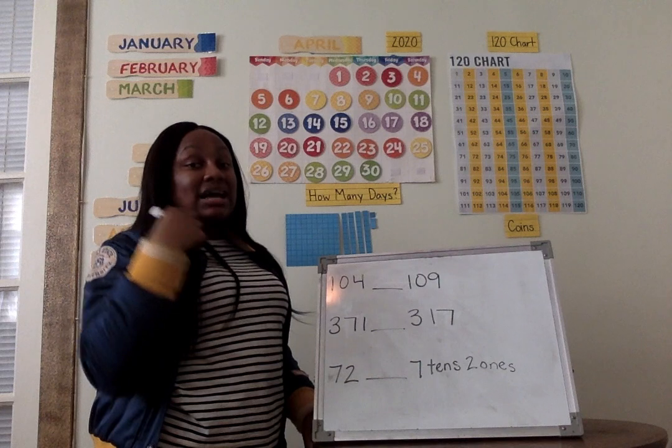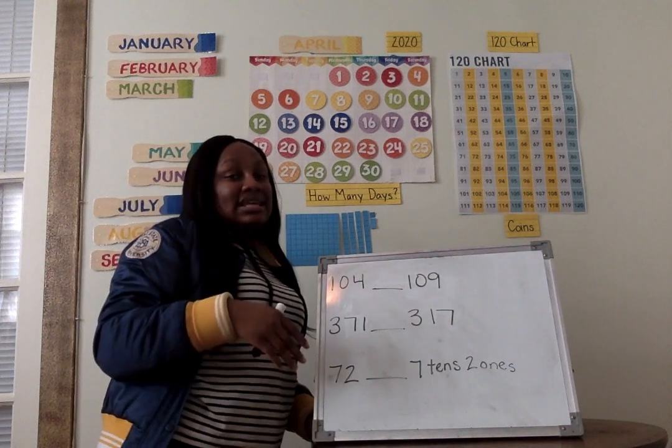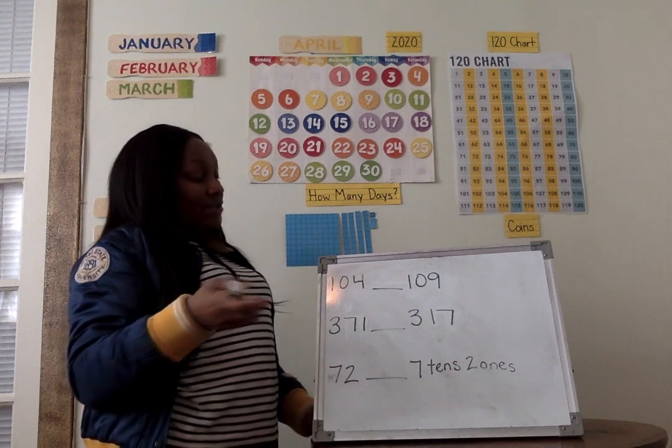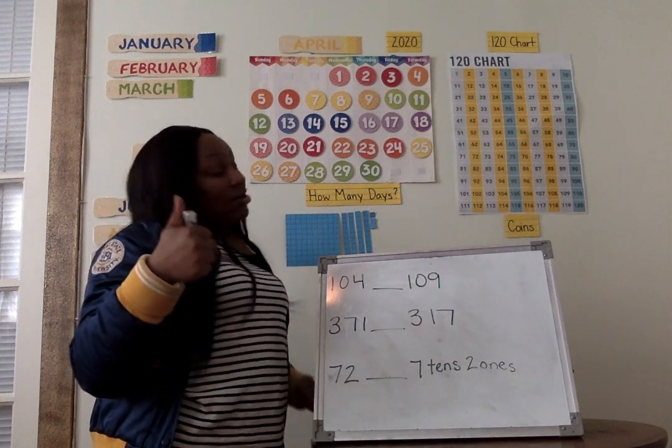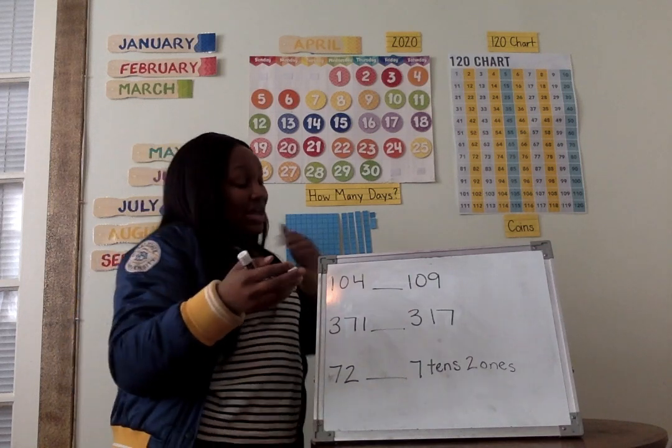I want to compare these numbers and see if I'm going to use the greater than sign, the less than sign, or the equal to sign. Think you can help me out? Great. Because Miss Ross really gets tricked with these, so I was hoping you all would be able to help.